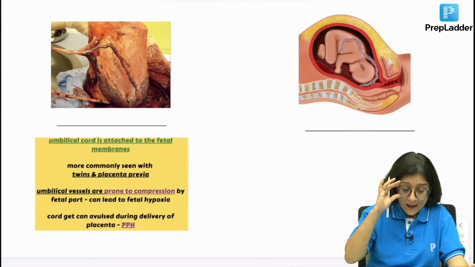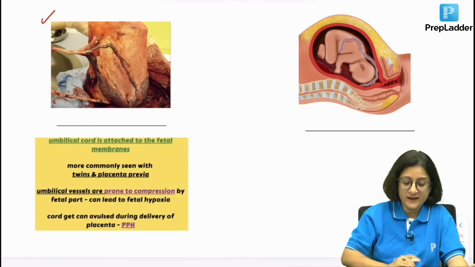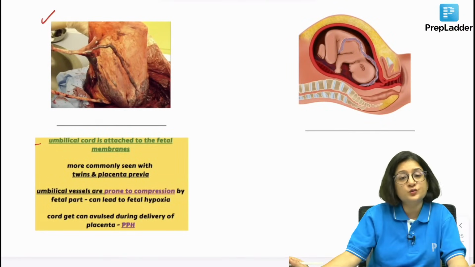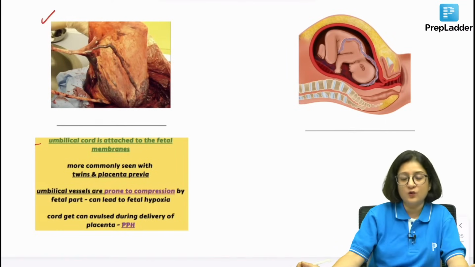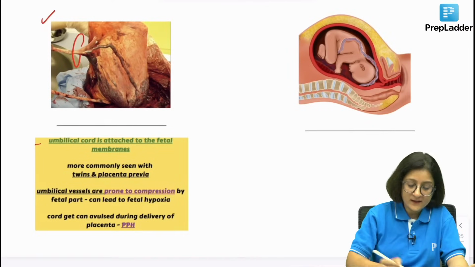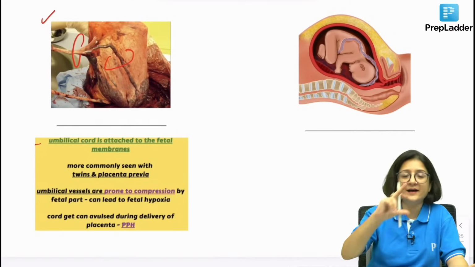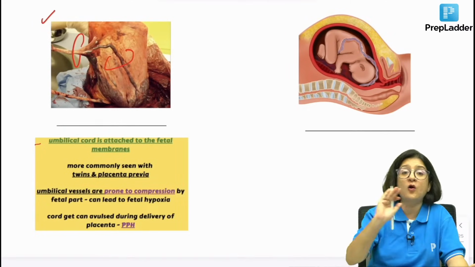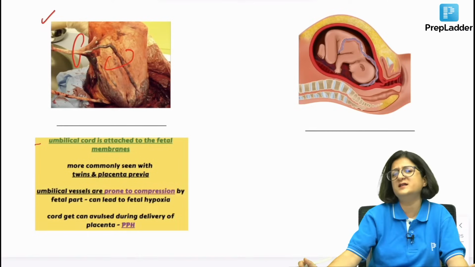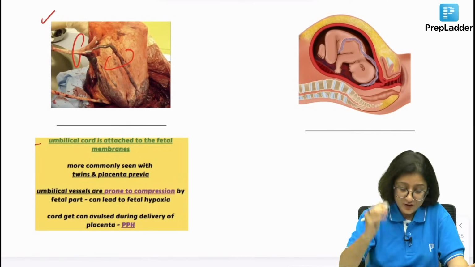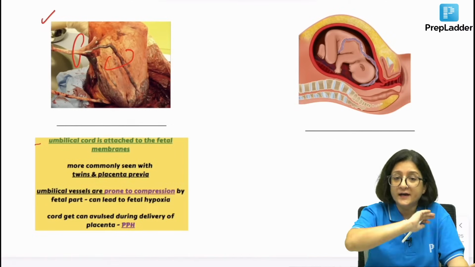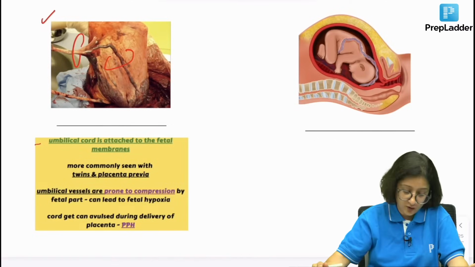Next image. Yes, here what can we see? We can see that the umbilical cord is attached to the fetal membrane. Such kind of cord attachment is more commonly seen with twins and placenta previa. These umbilical vessels, can you see here, they are traveling naked in the fetal membranes. They are devoid of their protective covering. What is the protective covering of the umbilical cord? It is Wharton's jelly. So these are naked fetal vessels devoid of their protective covering of Wharton's jelly.